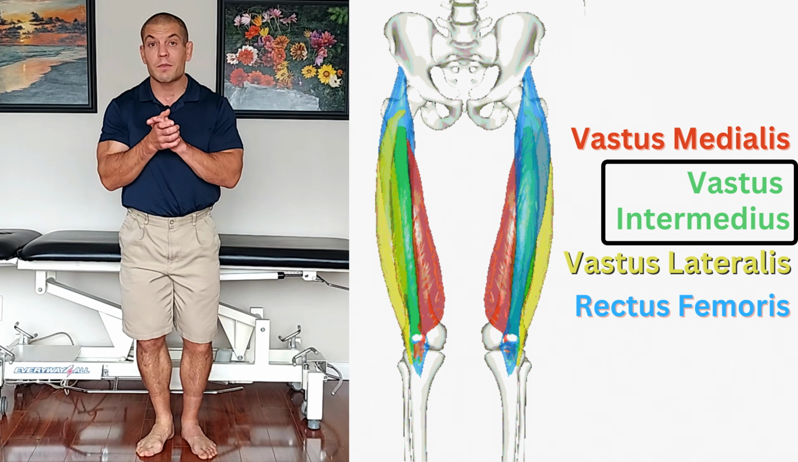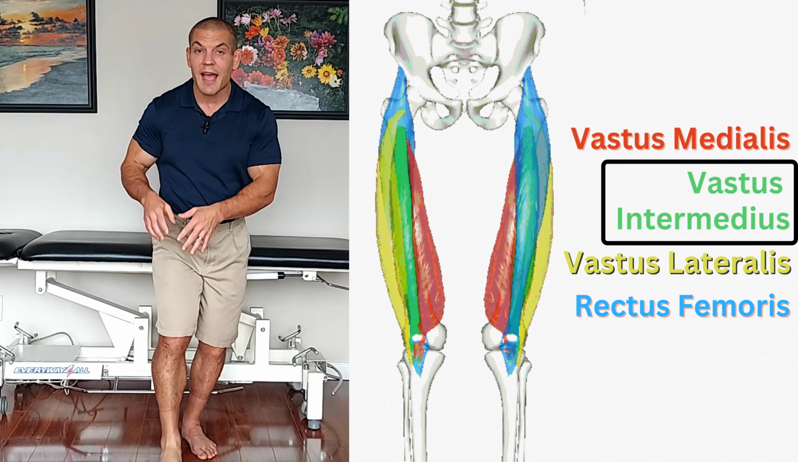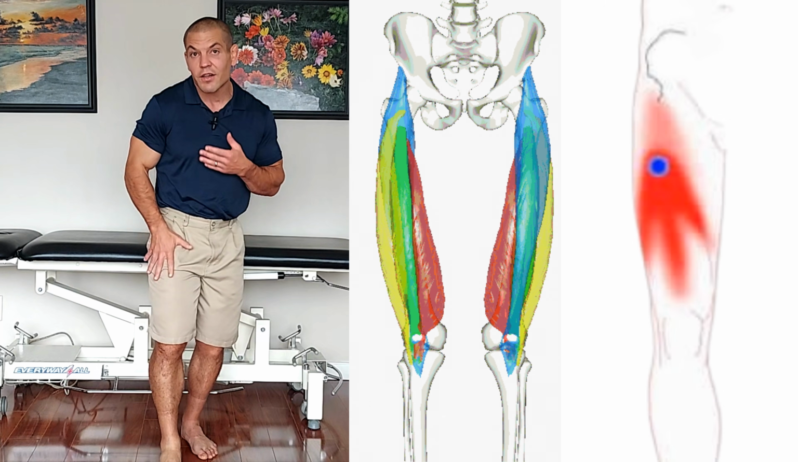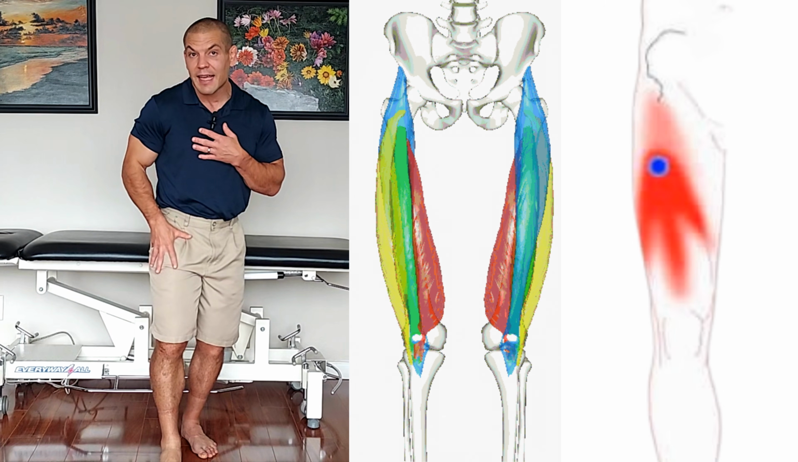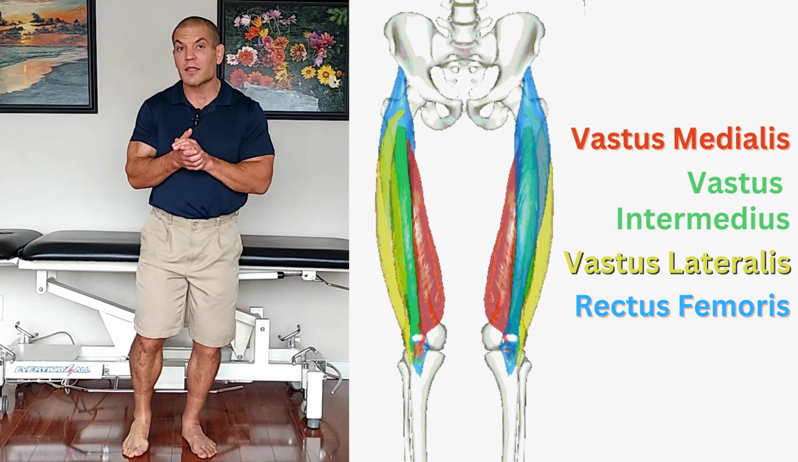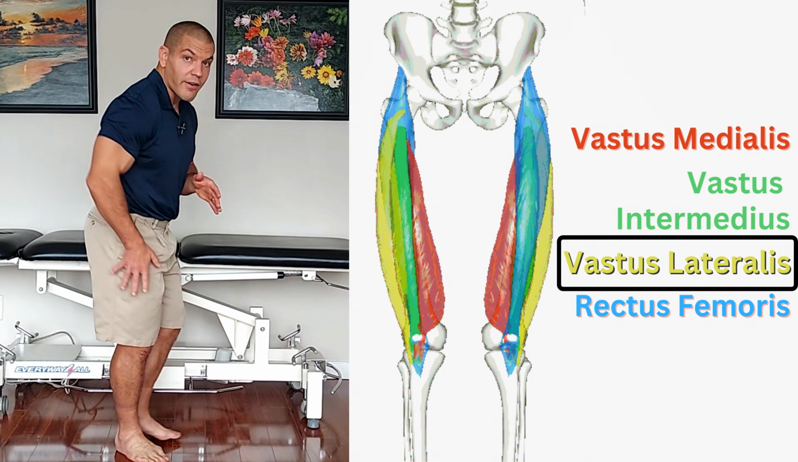The other 3 muscles besides the rectus femoris do not cross the hip. So the vastus intermedius is deep to the rectus femoris, and it has a finger-like pattern of pain like this, down the front and outside of the thigh. The other muscle that's often involved with thigh pain when walking is the vastus lateralis.